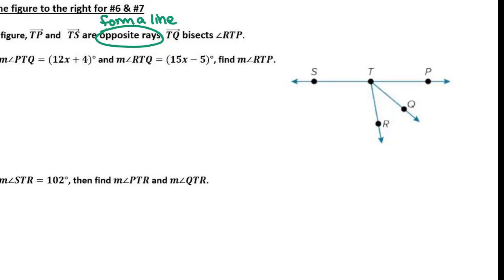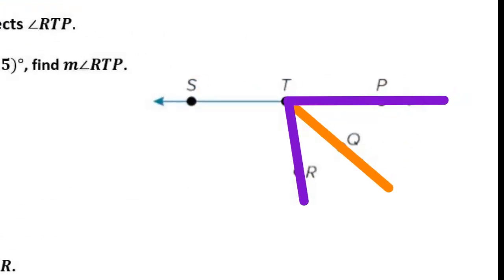And then it says that TQ bisects angle RTP. Now here's R to T, and then we make a turn at T, and then we go out towards P. So this is the angle that is being bisected. What does bisect mean? To cut it in half. So what's true about these two angles now? They're the same size. So this angle is the same size as this angle. Set them equal to each other.